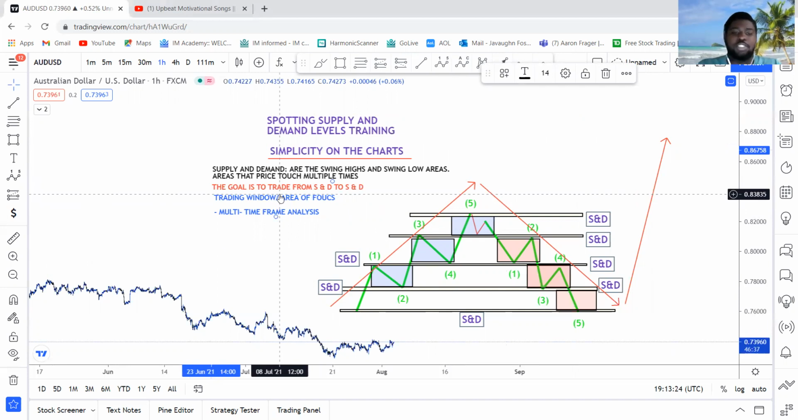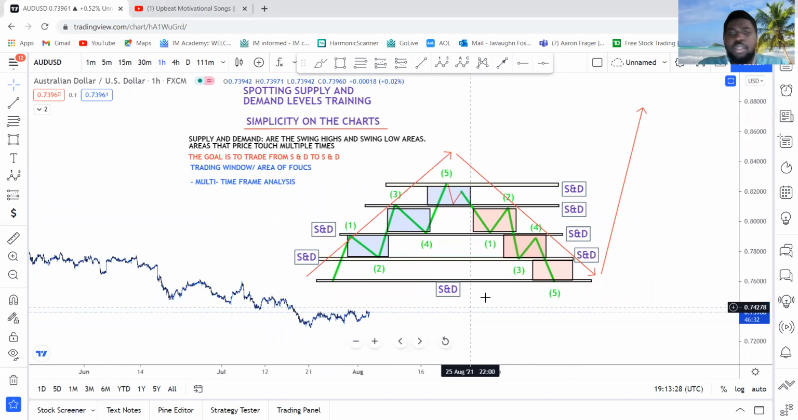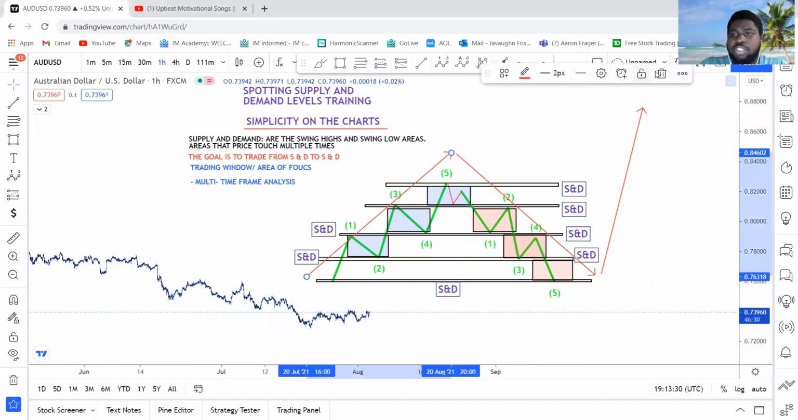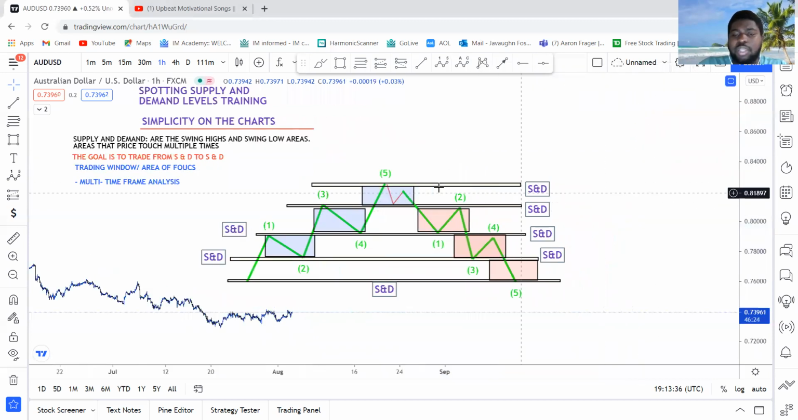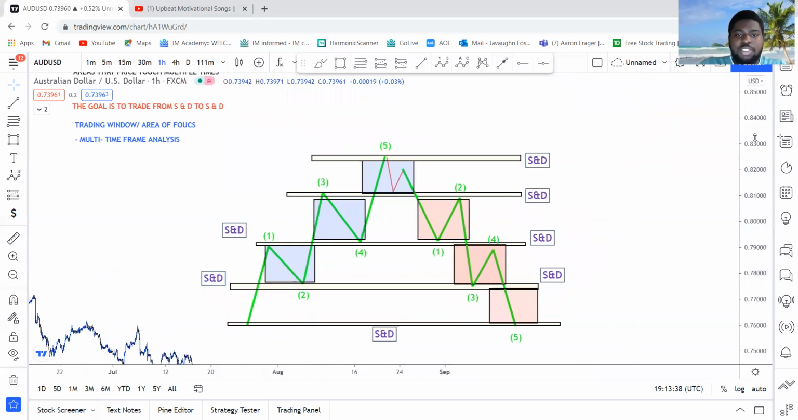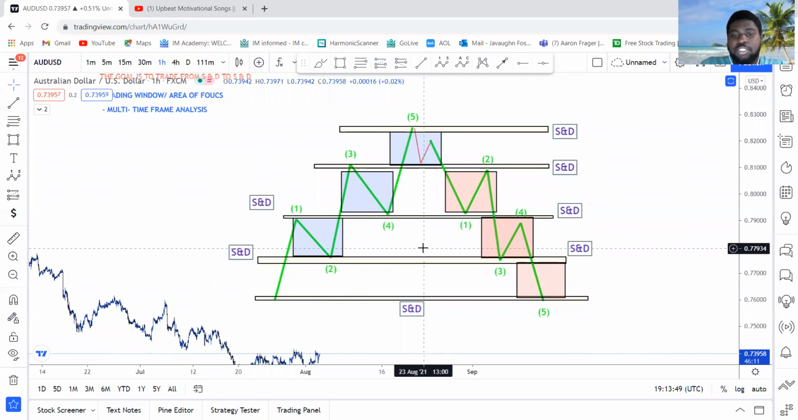But let's get started. So before we actually look at the charts, let's look at this model over here that I drew up. This model is a representation of how the market moves. Now, the market is never this perfect, it will never be this perfect, right? But this is just a clean example that you can use as a reference, right?